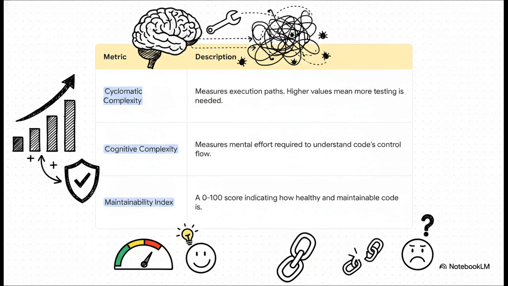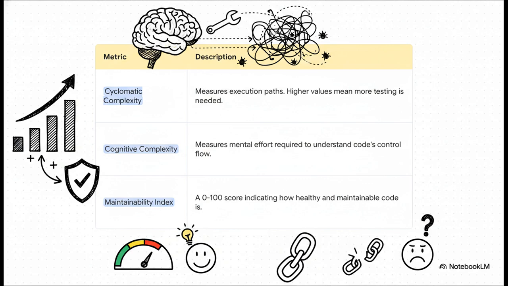Take cyclomatic complexity, for instance. That measures all the possible different paths through your code. If that number is high, it means testing it properly is going to be a nightmare. Then there's cognitive complexity. This one's interesting. It measures how much mental effort it takes for a human to actually understand the code. A high score there means any new developer is just going to be staring at a tangled mess. And you know what that means? Future bugs are almost guaranteed.